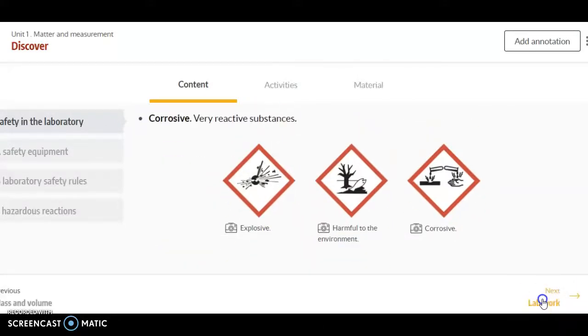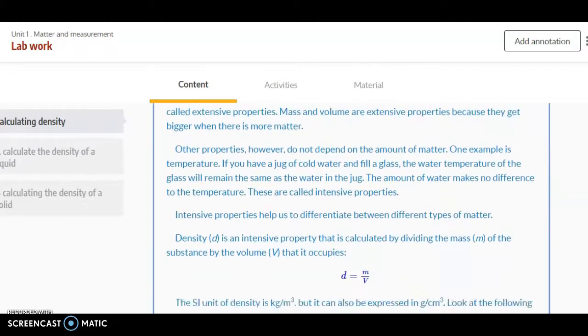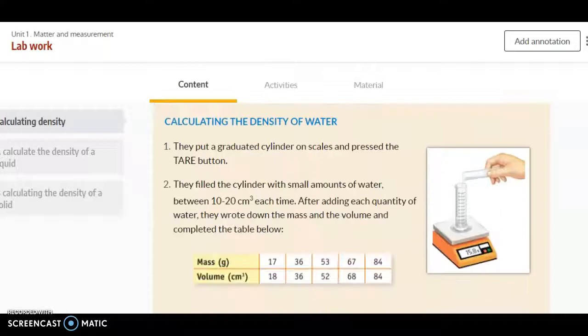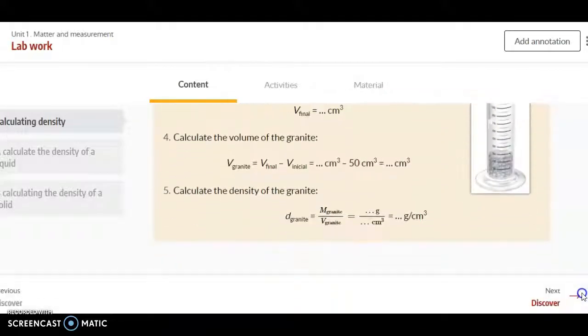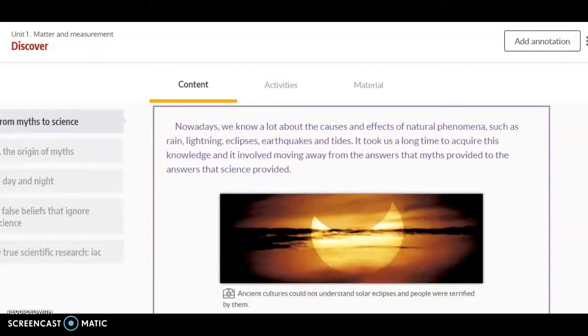And lab work, this is calculating density. I'm going to give you extra credit if you can solve for the density of a substance. That's the only thing that I'm going to ask for in this one, because I'm aware that we didn't go through 1.6. This is lesson 1.6 and we didn't do it. I'm aware of that, but I'm just going to give you extra credit if you can solve for the density of a substance.